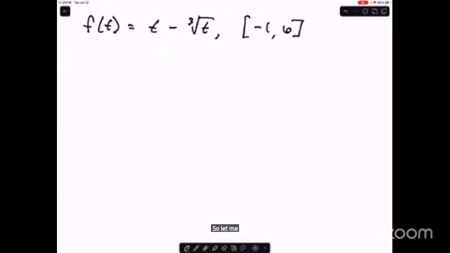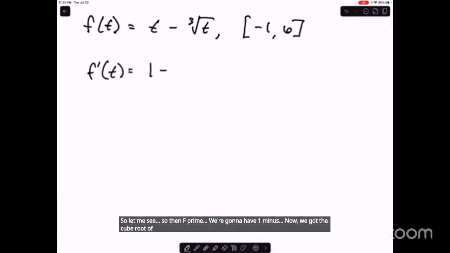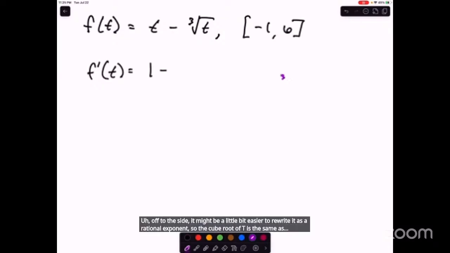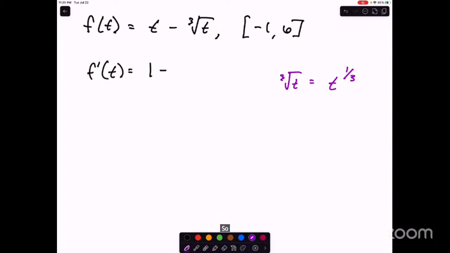So then f prime, we're going to have 1 minus. Now, we got the cube root of t. Off to the side, it might be a little bit easier to rewrite it as a rational exponent. So the cube root of t is the same as t to the power of 1/3. So when we go to take the derivative of that, the power rule, the power comes down and we subtract 1 from the power. So that derivative is going to be 1/3 t to the power of -2/3.